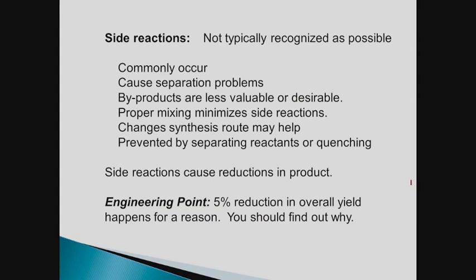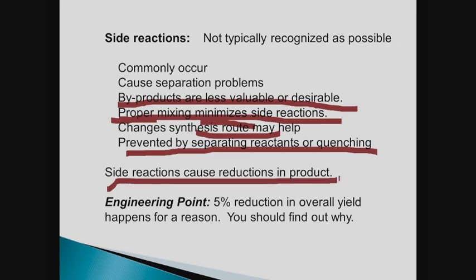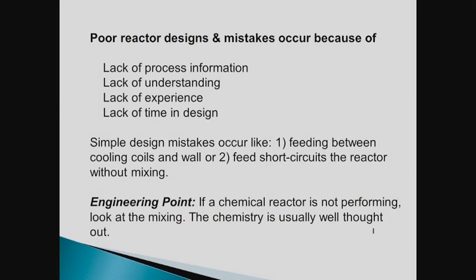Side reactions, they occur. They cause separation problems. Byproducts are less valuable, less desired. Proper mixing minimizes side reactions. Changes in synthesis route may be helpful. Prevention of side reactions or quenching may be necessary. Side reactions cause a reduction in product. A 5% reduction in overall yield happens for a reason. You should find out why. Very expensive.